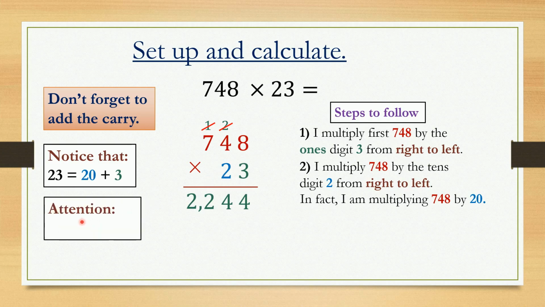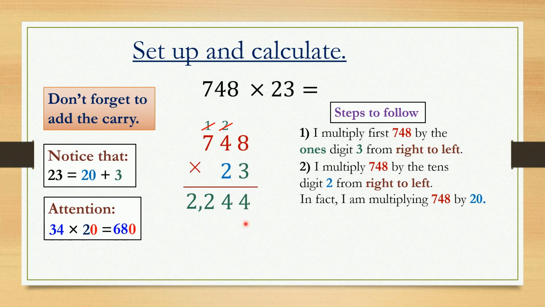Let's remember how we multiply a number by 20. For example, 34 times 20. I multiply 34 by 2. I write the answer as 68. Then I add the 0 of the 20 to the right. Now I will do the same here.